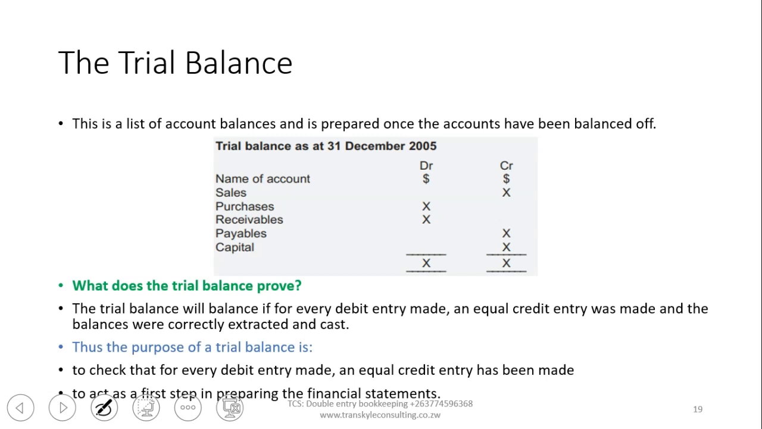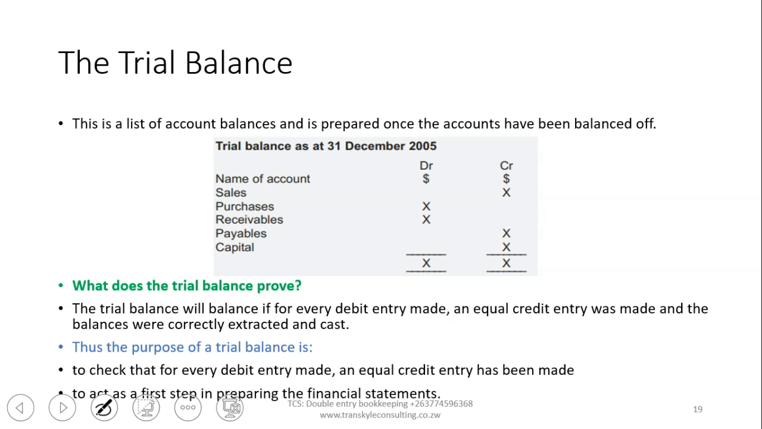Now the trial balance. This is just the list of account balances and is prepared once the accounts have been balanced off. Now, the issue of balancing transactions, we have done it where we were totaling the debit and the credit side and found the balance brought forward, etc. That was balancing the accounts.